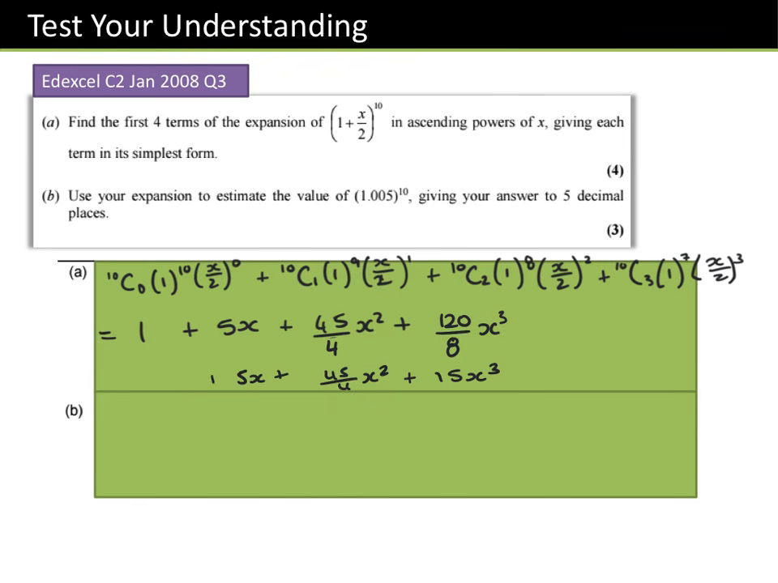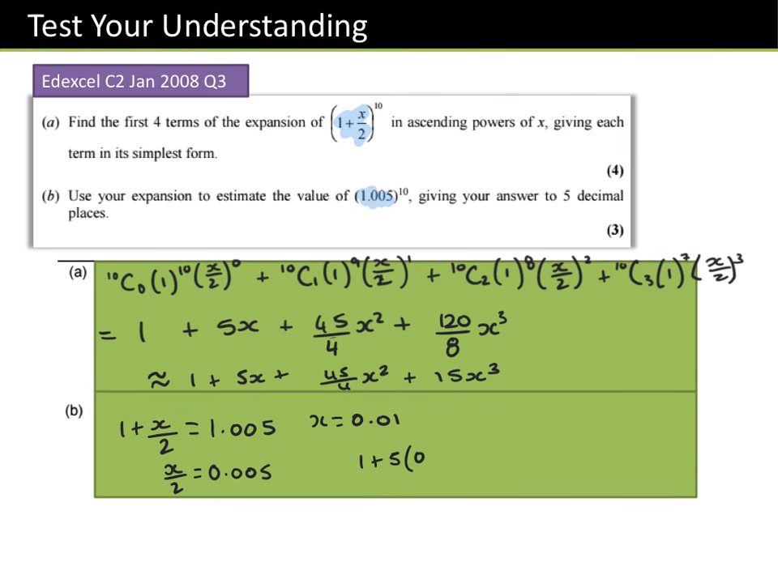Make sure you write the approximate sign. Then it says use your expansion to estimate the value of. So in this case, we're saying that 1 plus x over 2 equals 1.005. So we need to find out what x is. So 1 plus x over 2 equals 1.005. X over 2 equals 0.005. So x equals 0.01.